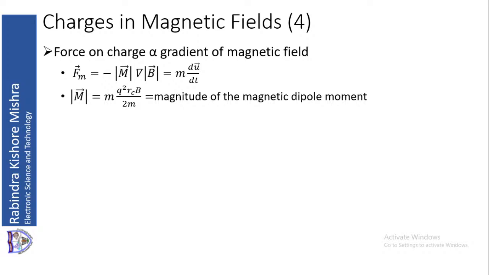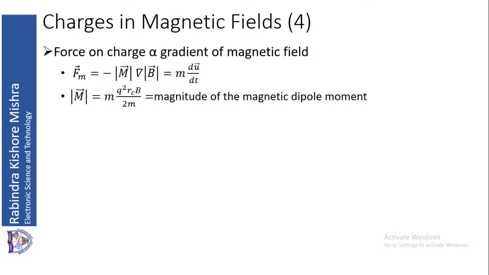That will be equal to, as we have discussed, mass into acceleration, m du by dt. Now what is capital M? That is defined as little m, which is the mass, into q square into rc into B divided by 2m. That is the magnitude of the magnetic dipole moment. So capital M is the magnitude of the magnetic dipole moment.